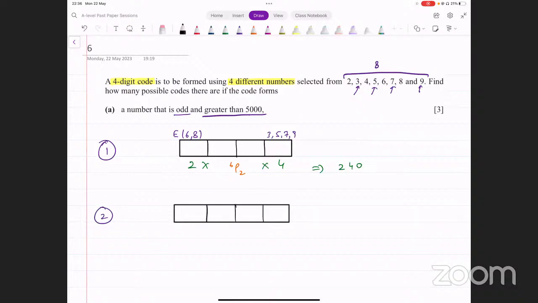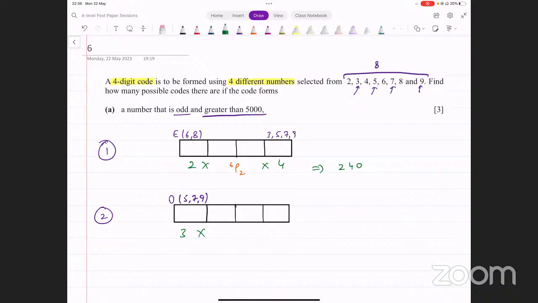फर्स्ट बॉक्स में अगर हम कोई ऑड नंबर डालते हैं, दैट इज ग्रेटर देन और इक्वल टू 5, तो क्या क्या पॉसिबिलिटीज हो सकते हैं उसके लिए? वी कुड हैव 5, 7 or 9. So in how many ways can we fill this box now? Now we can fill this box in 3 possible ways.